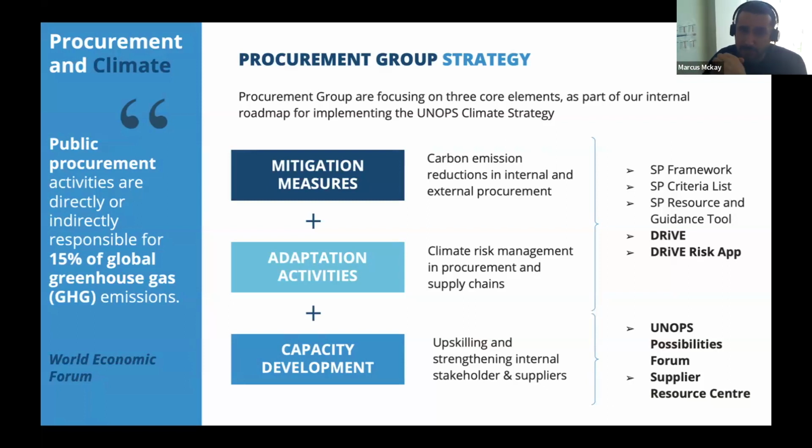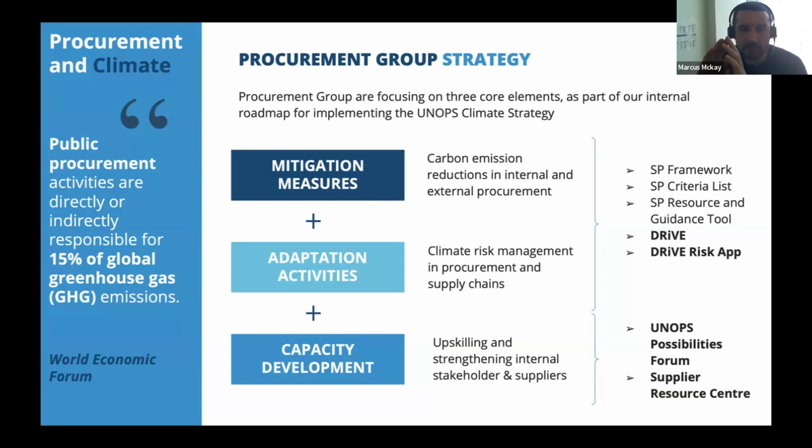We have identified 3 core areas for us to be focusing on under mitigation, adaptation, and capacity development. And within this, we already have many components under our sustainable procurement framework, which allows us to work in these different streams of work. We will also be disaggregating our internal procurement as well as our external procurement for us to have a better understanding how better to work with our suppliers as well.